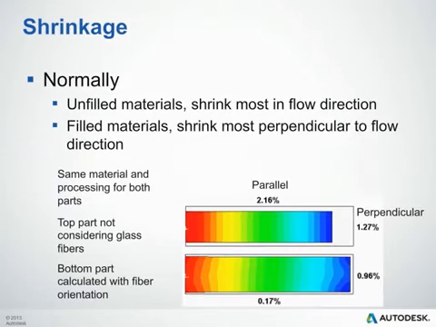If we're looking at part shrinkage, normally unfilled materials will shrink most in the flow direction. Filled materials will shrink most perpendicular to flow direction. If you see our image below here, both these parts were analyzed using the same material and the same processing conditions. What we did was we turned the fiber option off for one and left it on for the other. So in the top one, you can see we do not have the glass fibers being considered, so it's shrinking more parallel to flow. Whereas with the glass fibers, it's shrinking more perpendicular to flow.